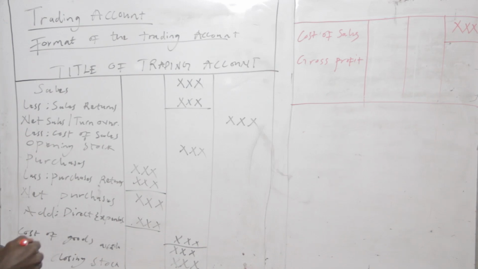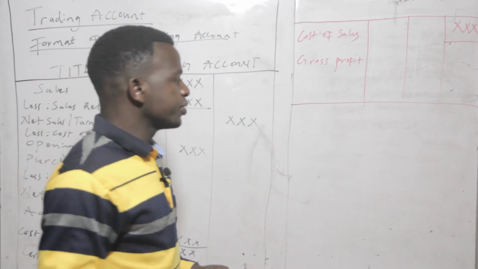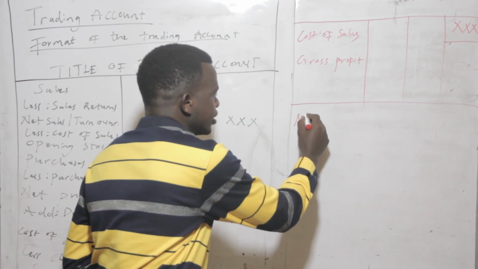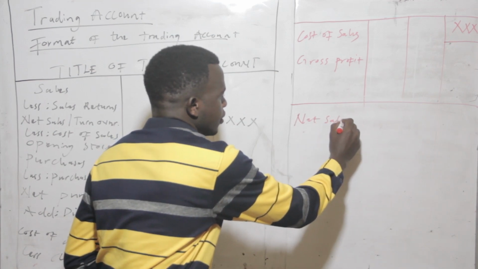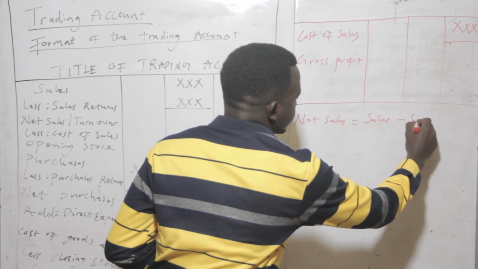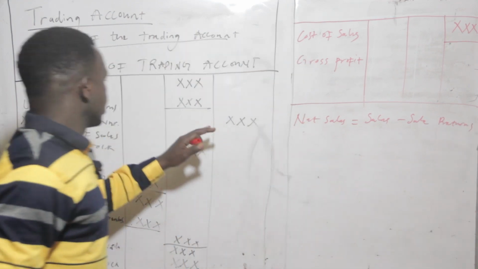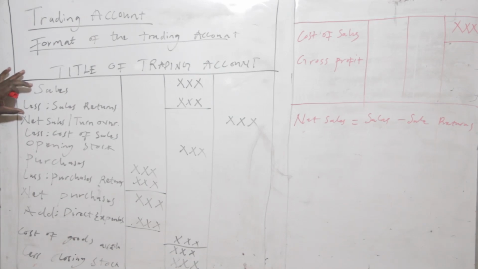So if we start with the first part of this table, we have sales minus sales returns. And when we started looking at the trading account, we said that the formula that we use when calculating net sales is equal to sales minus sales returns. And as you can see, you can see this formula from here. It is sales less sales returns, and we have net sales or the turnover.